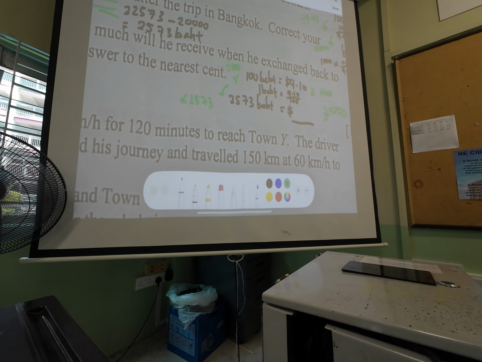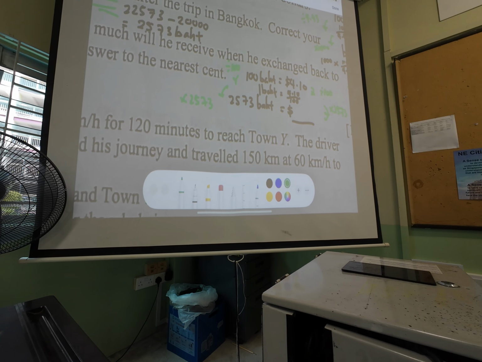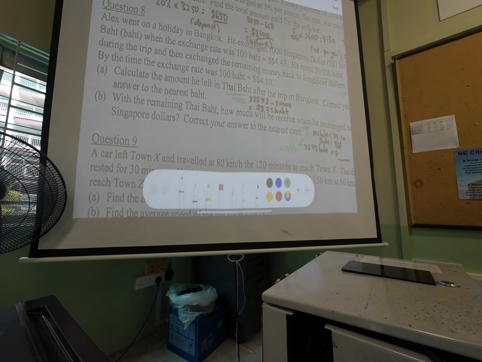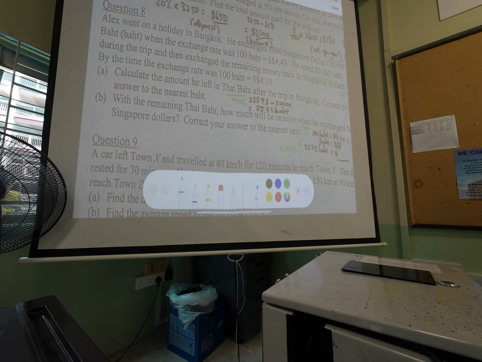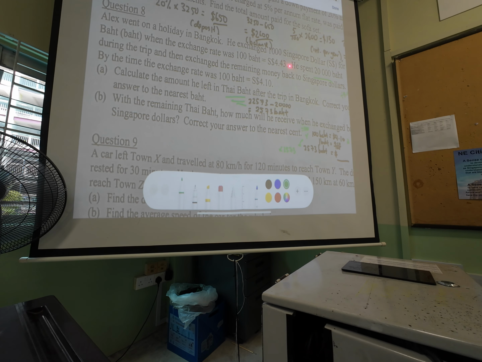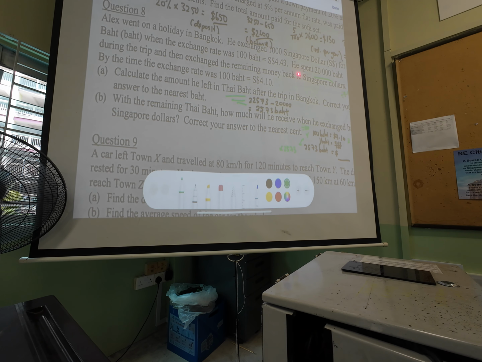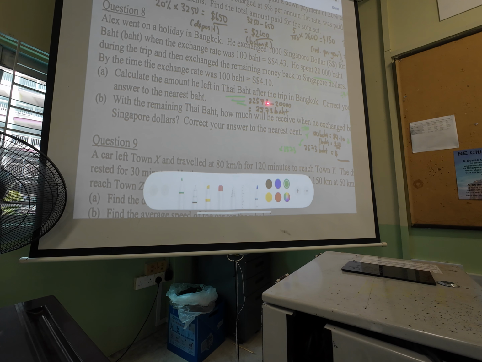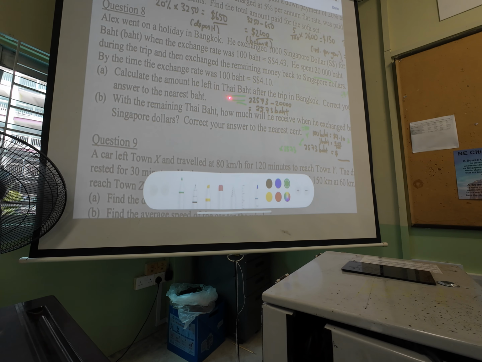Explain the question again. The whole story is Alex goes to Bangkok. He changed Sing dollars to baht. When he is changing, this is the exchange rate. So he changed $1,000, he got 22,573 baht. Then in Thailand, he spent 20,000 baht. So if he changed this amount and he spent this amount, the remaining is 2,573 baht.